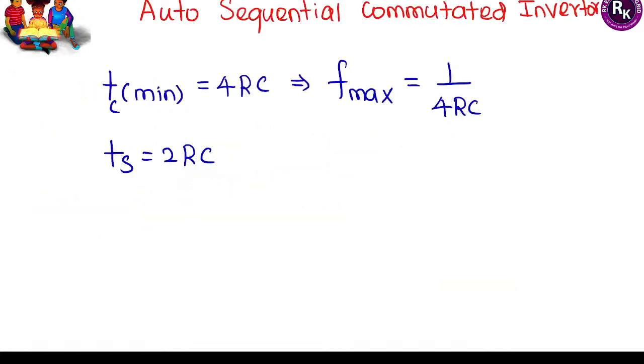Now, let us talk about the auto sequential commutation circuit. Here, for the commutated inverter, you have to remember only one thing, that is the minimum circuit turn off time and maximum frequency. That's all. This is the sampling type formula.